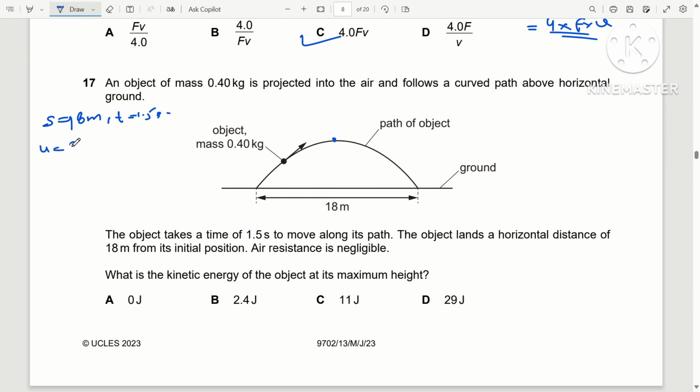Speed is equal to distance by time. So it will be 18 by 1.5. It will come out to be 12 meters per second. And kinetic energy is defined as half mv squared. So it will come out to be half into 0.40 into 12 into 12. On solving this, you will get 29 joules.